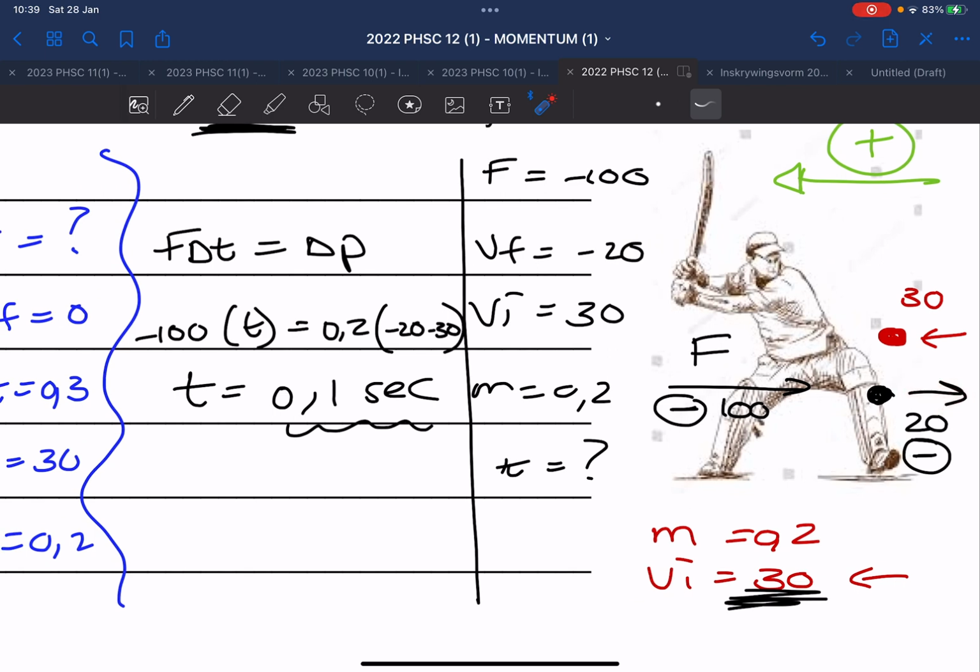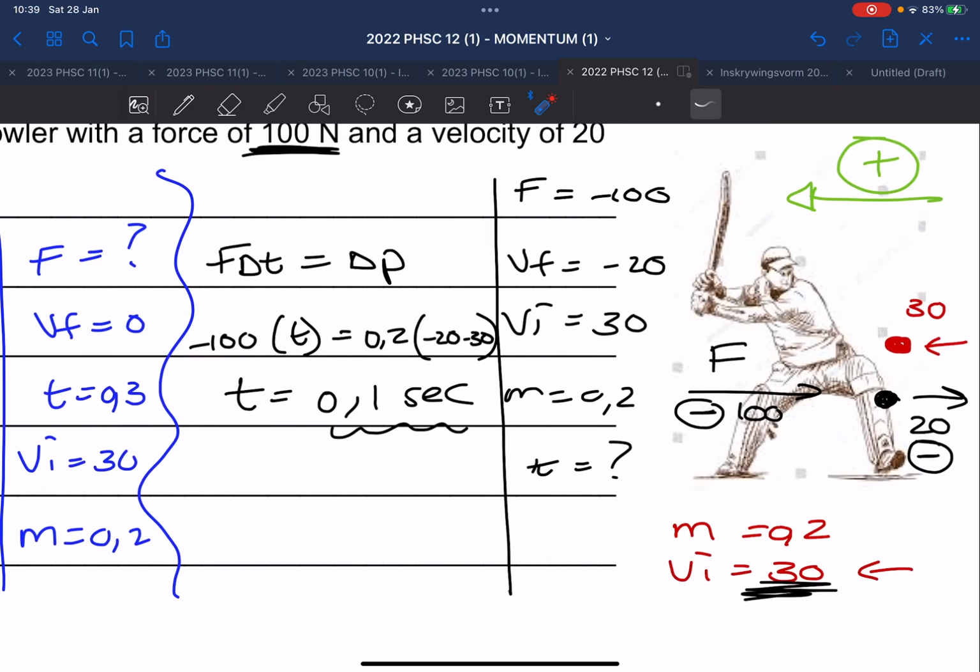And because we chose, at the beginning of the question, the left to be positive, we stick with that. You don't change it. You stick with to the left as positive. So now he hits the ball to the right, so now it's negative 20. Okay, when he hits the ball to the right, that is why the force is negative 100, so not positive.